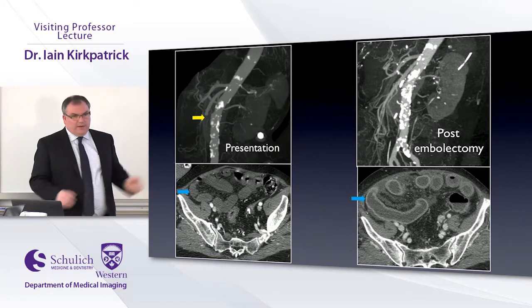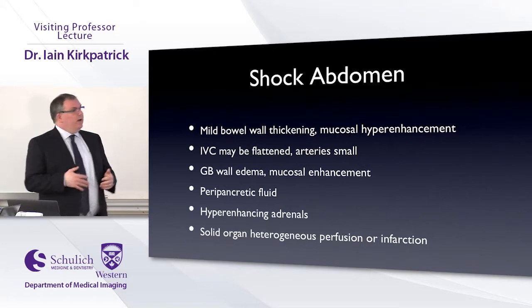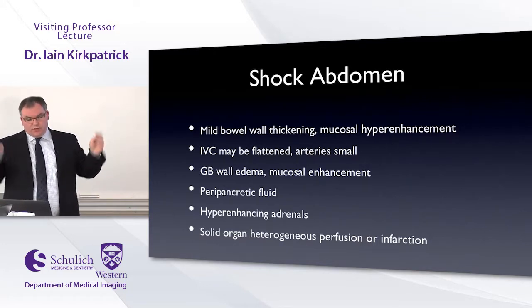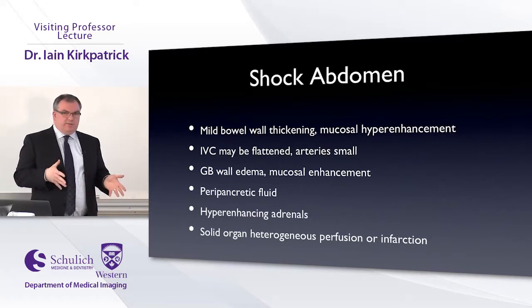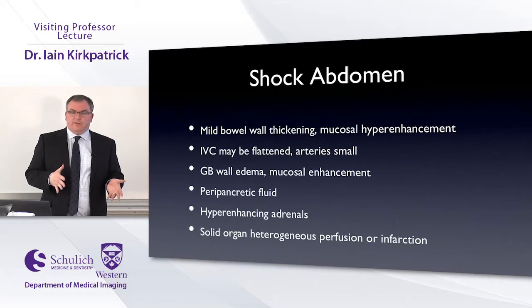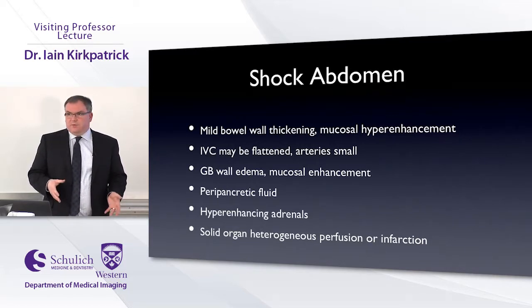We don't always have that first scan clearly showing the ischemia. So what you need to do is look for other supportive findings of non-occlusive ischemia or the findings of shock abdomen. So aside from the bowel changes, you might see IVC flattening. That's written about a lot, but the fact is when we scan these patients, they're usually not acutely unstable and hypovolemic.